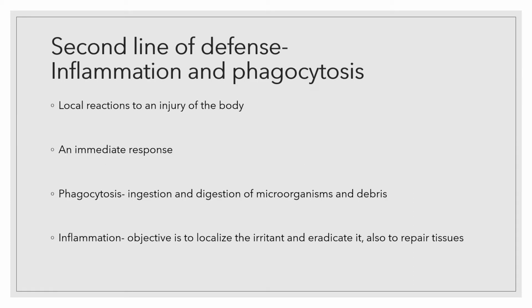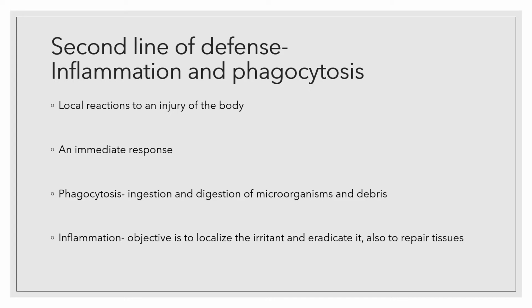Let's talk about our second line of defense, which is inflammation and phagocytosis. This is a function of monocytes and macrophages in host defense. Both cells are phagocytes. Okay? The monocyte is loosely considered to be an immature macrophage, and the monocyte is in the peripheral blood and the macrophage is in the tissues. When inflammation and phagocytosis occurs, this is an immediate response.